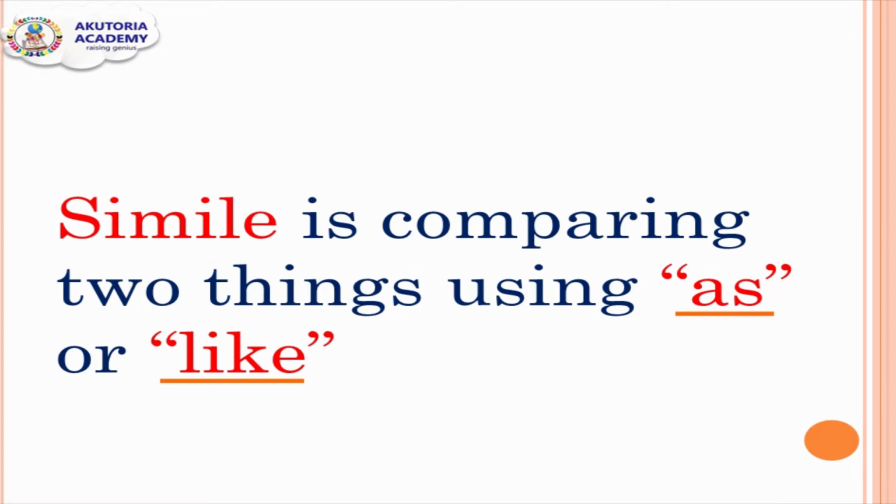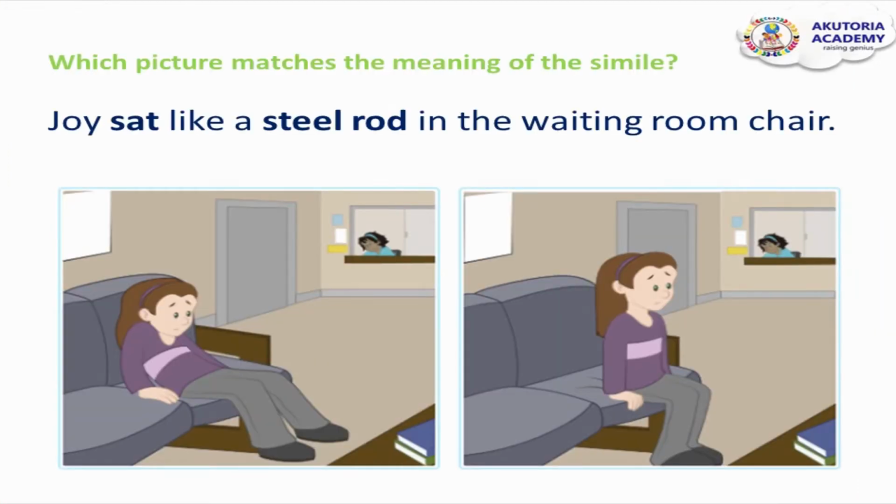Alright, let's see some examples. Which picture matches the meaning of the simile? Joyce sat like a steel rod in the waiting room chair. Now, in this sentence, we are comparing the way Joyce sat to a steel rod. The word that was used to do this comparison is the word like. So this is an example of a simile. You have to use the word like or as when you're making comparisons for that sentence to pass for a simile. Okay, so our sentence has the word like. This is an example of a simile.